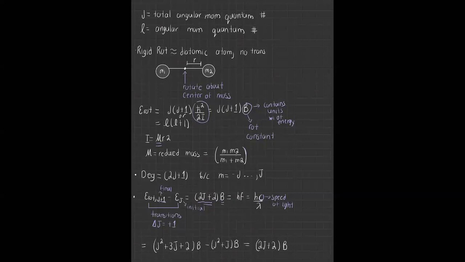Or if they're asking you to calculate the B constant, then you would just plug in 1, and put this on the other side if you're given the frequency also. Okay.